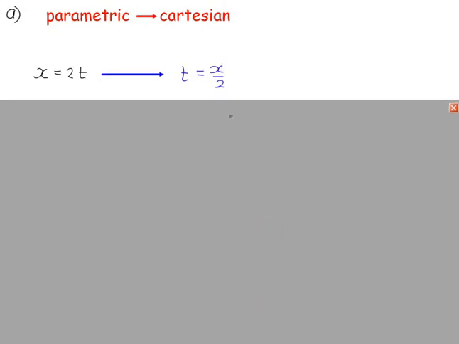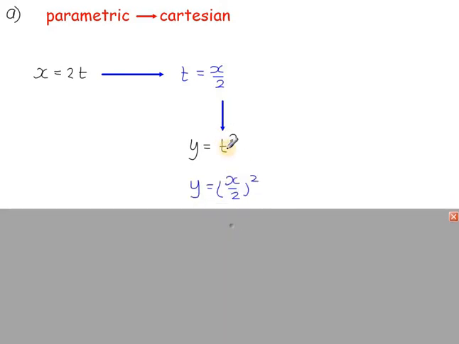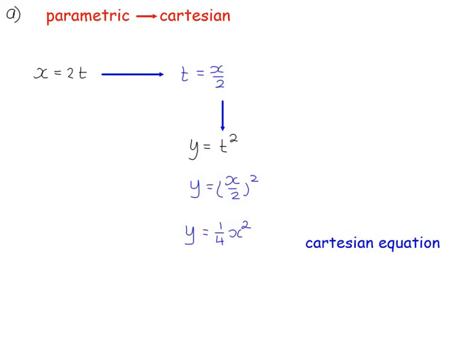If I take the equation for x and rearrange it to make t the subject, then substitute into the equation y equals t squared, now we have y equals (x over 2) squared, and if we expand the brackets and simplify, y equals 1/4 x squared. So we have successfully eliminated the parameter t. This is our Cartesian equation.